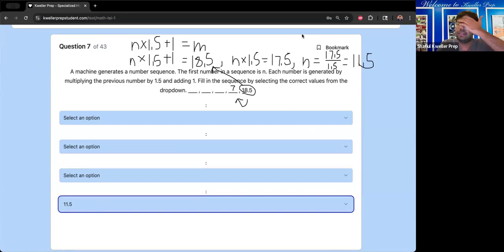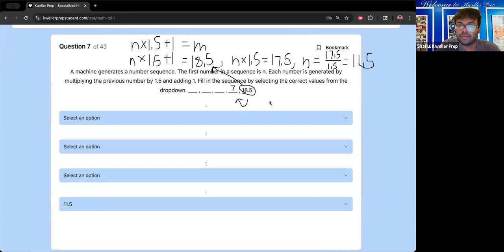Why is it minus 1? It's minus 1 because... Wait, give me 1 second. I think there's a typo here. There should be 18.25. But anyways, we subtract 1 because if we read the sequence, it says multiplying the previous number by 1.5 and then adding 1. So we multiply n by 1.5 and then we add 1. So I think there's a typo for this. This should be 18.25. Yeah, sorry about that. But the rest of this should hold.